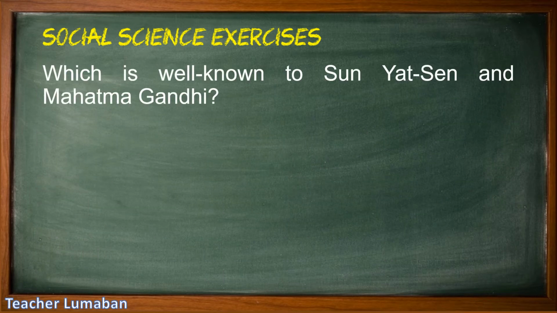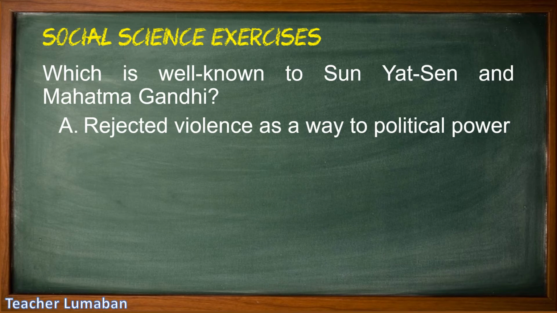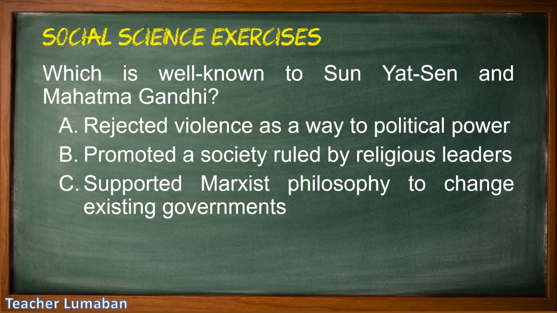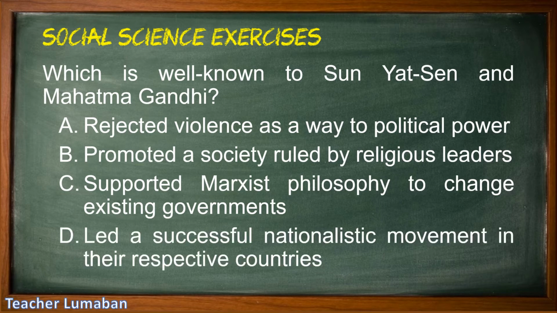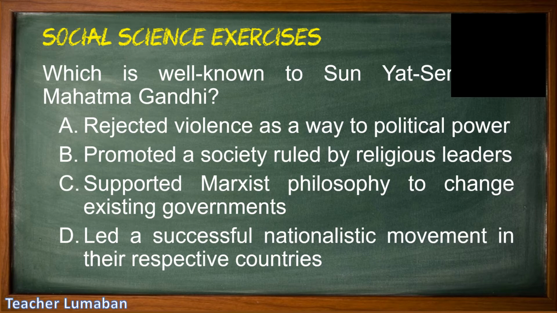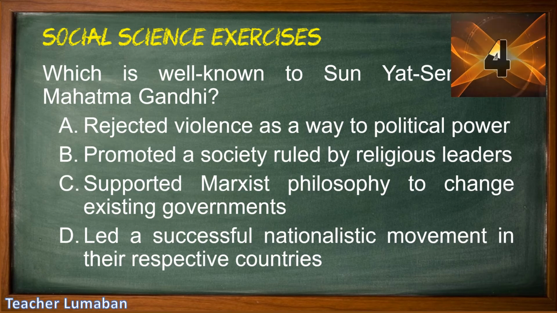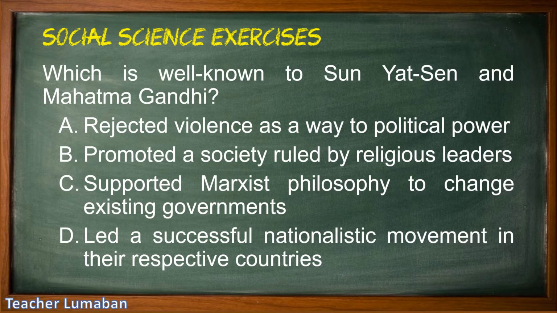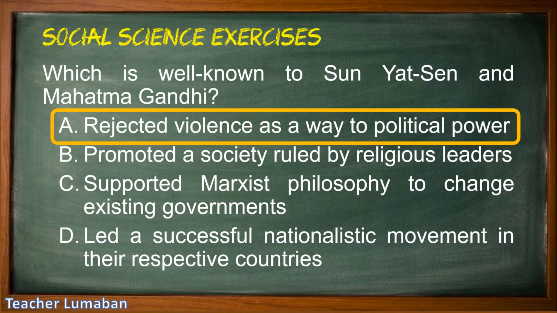Which is well known to Sun Yat-sen and Mahatma Gandhi? Letter A, rejected violence as a way to political power. Letter B, promoted a society ruled by religious leaders. Letter C, supported Marxist philosophy to change existing governments. Letter D, led a successful nationalistic movement in their respective countries. Please choose the suitable answer to the following choices in 5 seconds. 5, 4, 3, 2, 1. The correct answer is letter A, rejected violence as a way to political power.